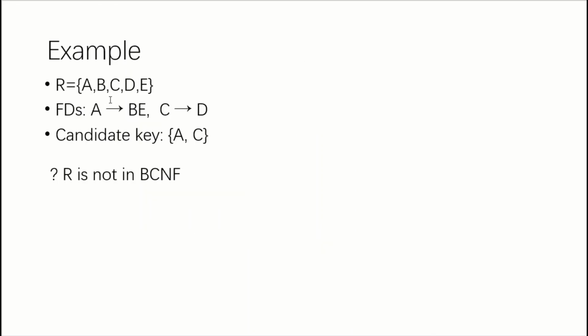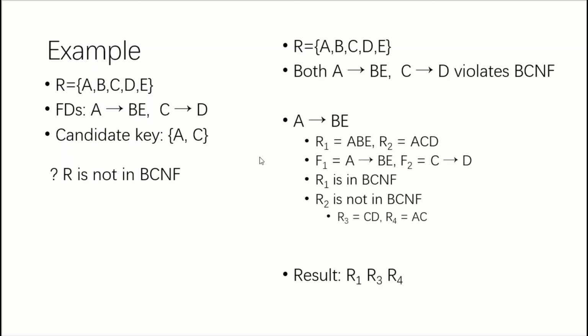Okay, another example. A, B, C, D, E. The dependencies are A implies B, E, and C implies D. For this table, the candidate key is AC. This table is not in BCNF. It is not even in 2NF. Both of these dependencies violate the BCNF or the 2NF. So let's look at the first FD first. We take A, B, E into one table, and we take A and the rest of it, which is C, D, into the other table. A, B, E is in one table, A, C, D is in the other table. You look at the functional dependencies, A implies BE and C implies D. For this, my candidate key is A, and so this is now in BCNF.